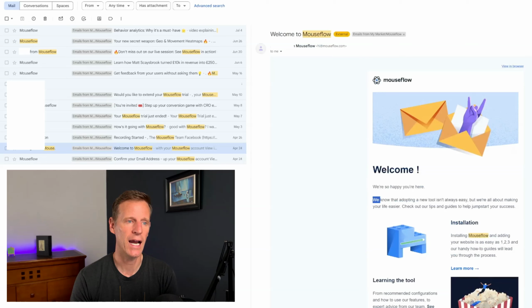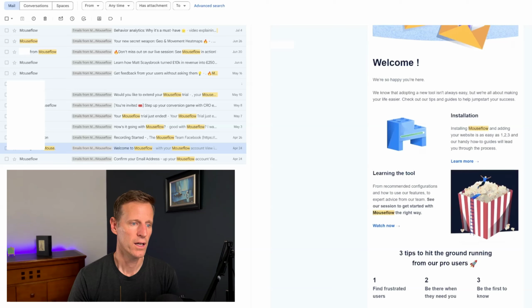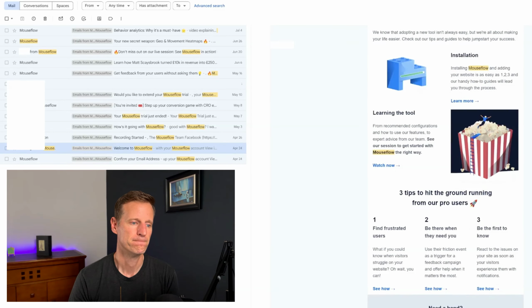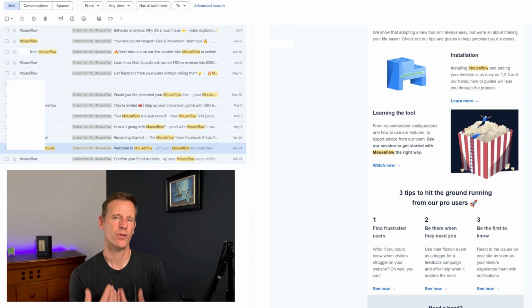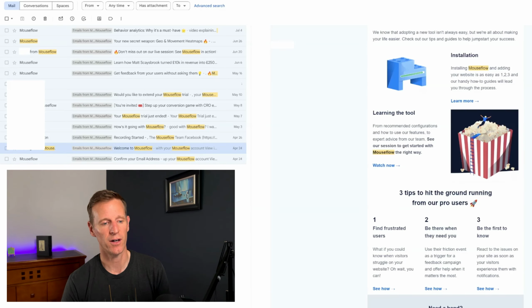Okay, yes, they're happy I'm here, but, logo up top, installing Mouseflow, see our expert session to get started with Mouseflow, find frustrated users, be there when they need you, be the first to know. This could be useful, but again, you don't know if that's actually what I'm trying to do, because we haven't made that connection yet. I'm actually a marketer who's more interested in understanding why people do or do not convert on the site where this is installed.